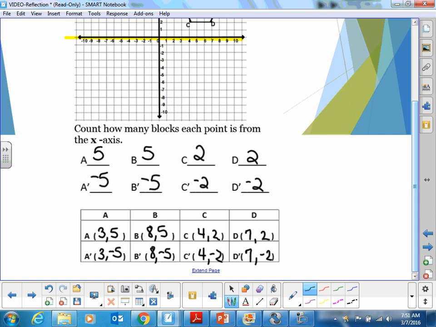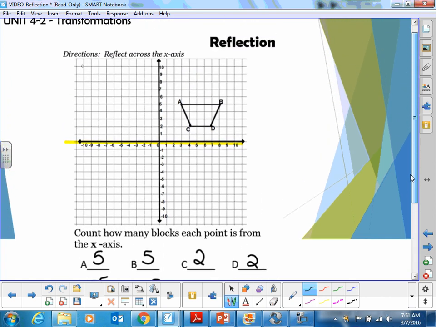If you don't remember the rules, go back up, and we can draw it. So if this is 1, 2, 3, 4, 5 units, we're going to go on the same line, 5 units down. 1, 2, 3, 4, 5. So there is our A prime. B prime, 1, 2, 3, 4, 5. B prime, same distance from the other side.